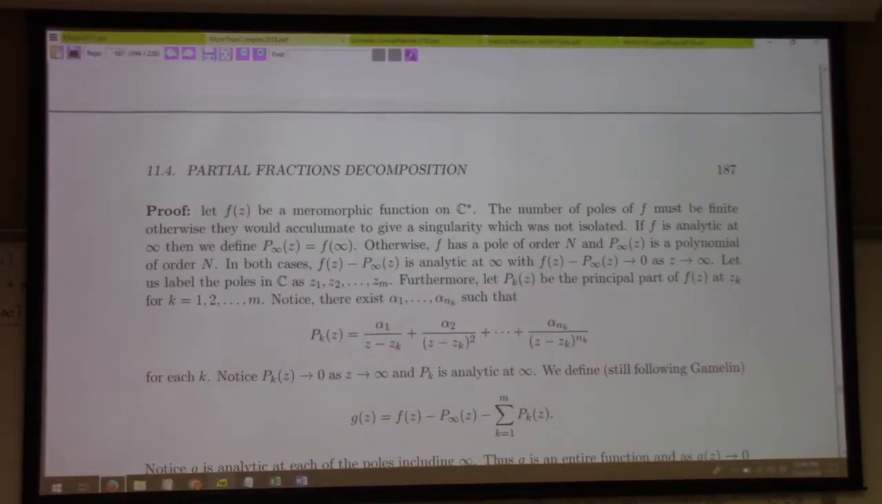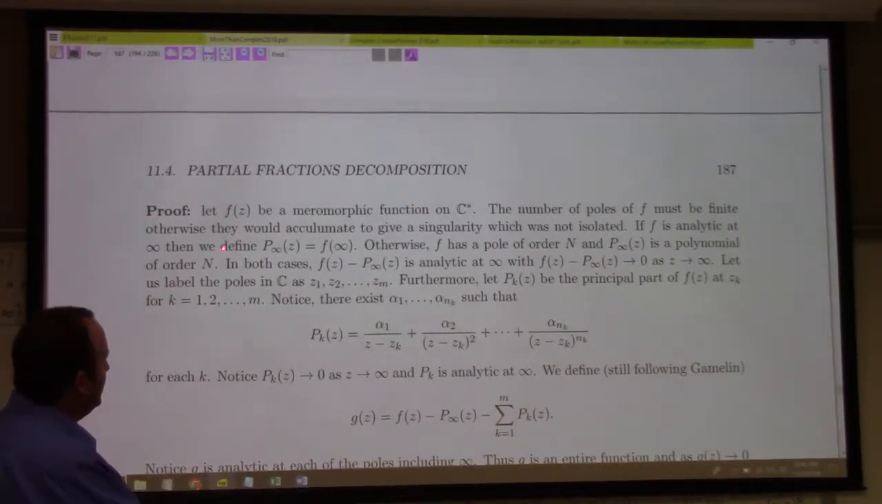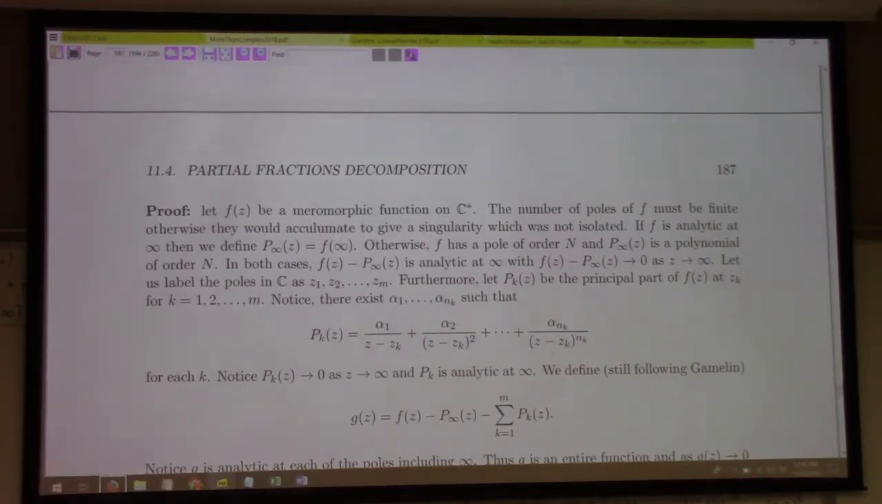Okay. So if you have a meromorphic function, then the number of poles must be finite, otherwise they would accumulate to give a singularity which was not isolated. Making that rigorous takes some real analysis. That's the real analysis that I've hidden, to rigorously explain that. We need to look at compactness and open covers and so forth. Oh my. So we'll have to put that off until your next course in complex analysis. Sorry, guys. Or see Sam for the details.